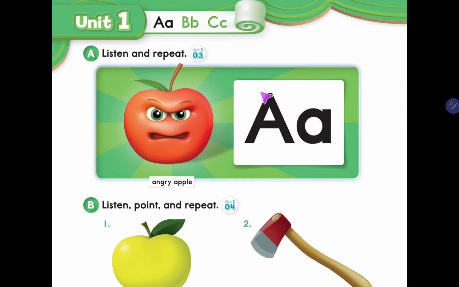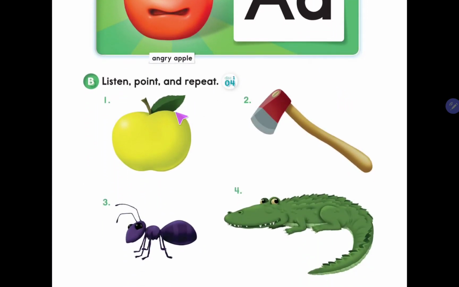Alright, this is the letter A. The sound for A is A. We have four pictures here. Apple. A, A, apple. We have axe. A, A, axe. Ant. A, A, ant. We have alligator. A, A, alligator.